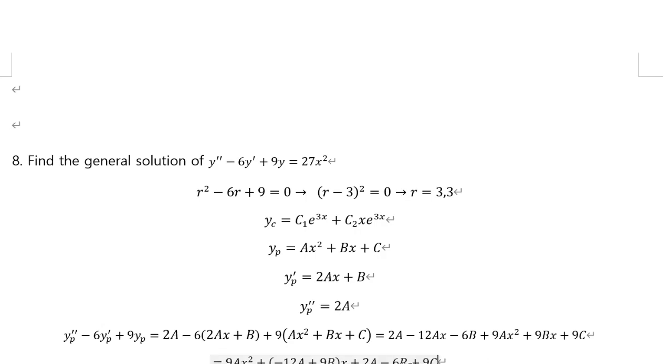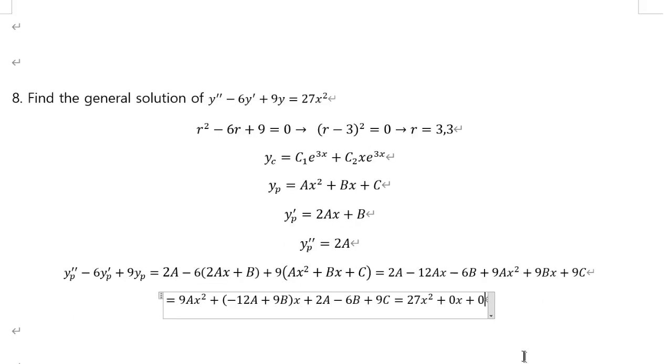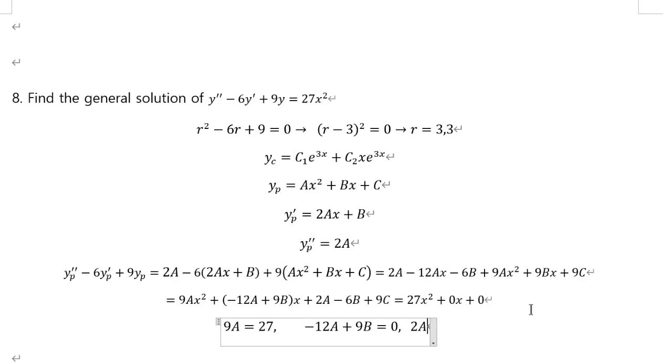Okay, and that has to now equal to the right side, which is 27x squared and 0x plus 0. So that gives you the following equations. 9a has to equal to 27, and then negative 12a plus 9b has to equal to 0, and then 2a minus 6b plus 9c has to equal to 0.